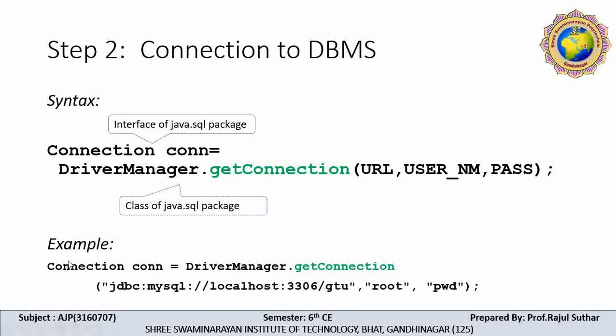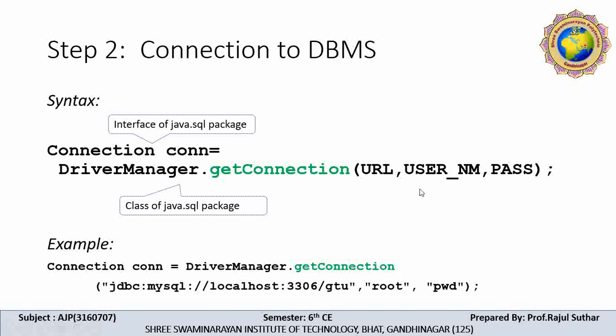So here, Connection con is equal to DriverManager.getConnection. We require, in double quotes, jdbc:mysql://localhost:3306. This is the port number. You can use the URL instead of the port number, slash GTU. So this one is the first field, the URL.